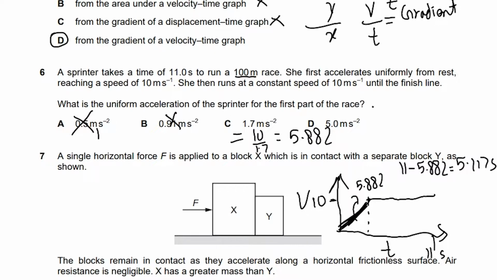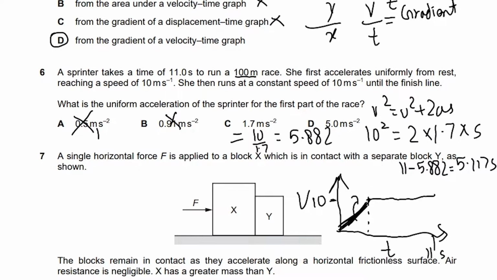Now let's check. v squared is equal to u squared plus 2as. 10 squared is equal to 2 multiplied by acceleration, which is 1.7, multiplied by displacement. So the displacement is 29.4 meters. The answer is 29.4. So the displacement during the initial uniform acceleration is 29.4 meters, and her remaining time is 5.117 seconds.